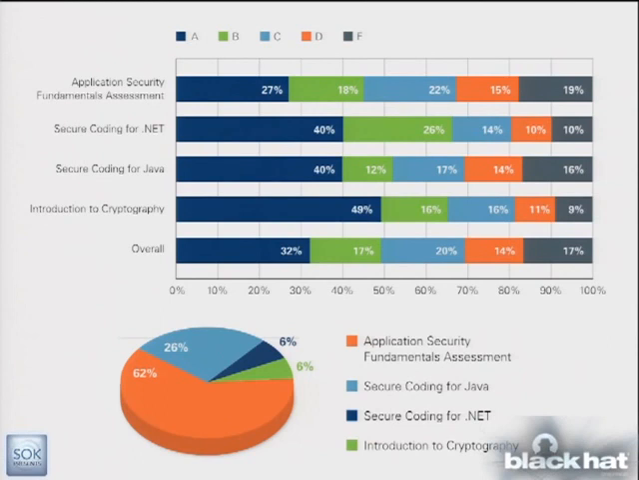And so down here is the types of tests that organizations are asking their developers to take. So 62% take the application security fundamentals, which is really basic stuff that applies to every language, like theories of least privilege, input validation, those very basic concepts that apply across all languages and platforms. And then we have tests like secure coding for .NET, which is .NET specific issues with the .NET APIs, for Java, and intro to cryptography.